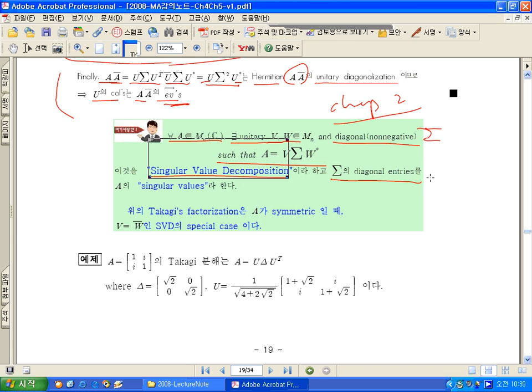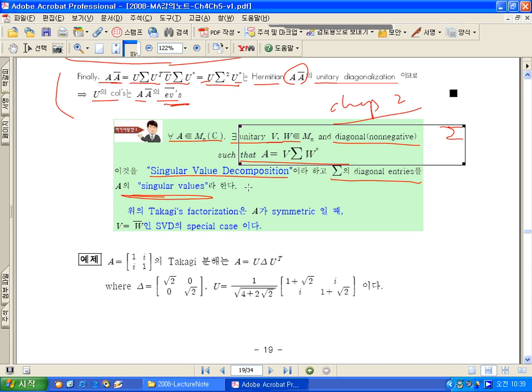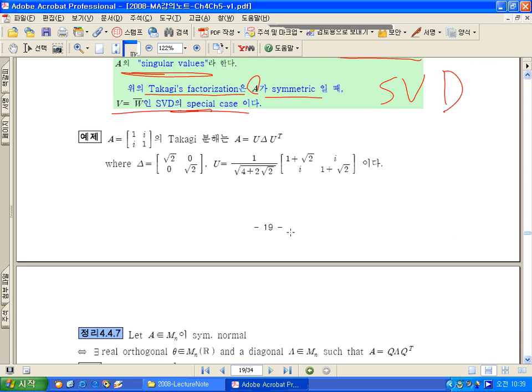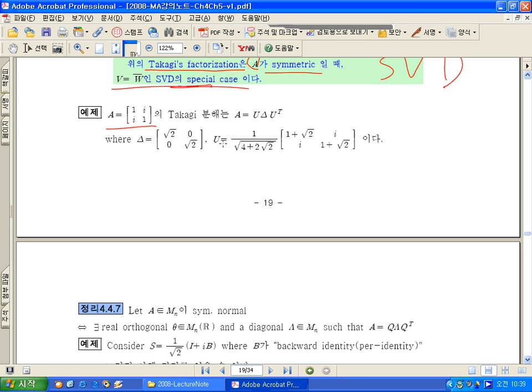And the diagonal entries of this sigma are called the singular values of A. This is SVD. That starts from here. This Takagi factorization is for when A is a complex symmetric matrix. It is a special case of the singular value decomposition. Very short. When A is equal to this, then Takagi factorization can be made in this way.